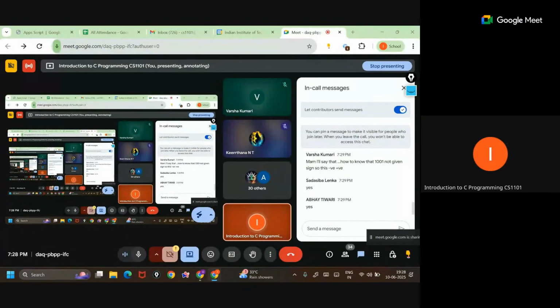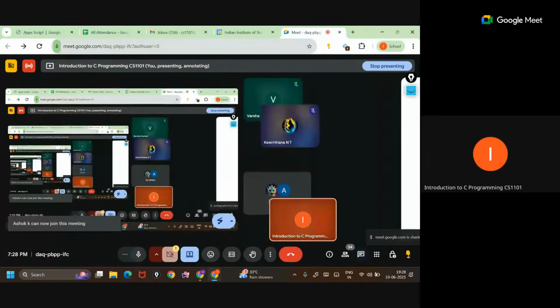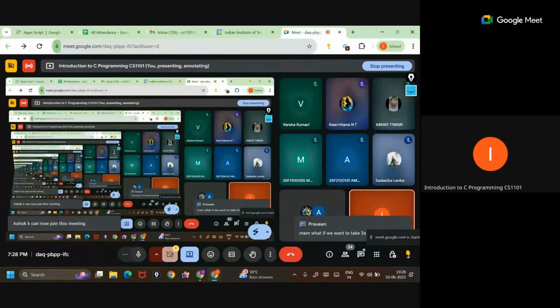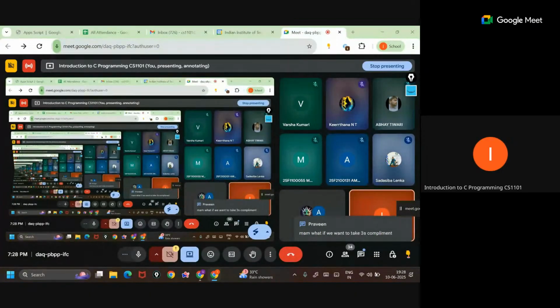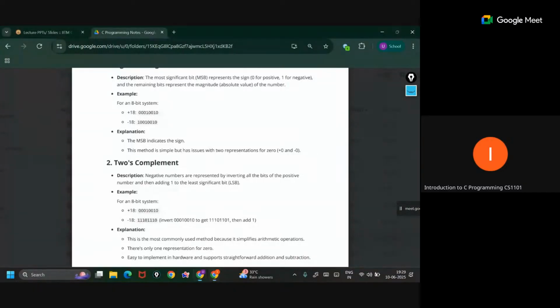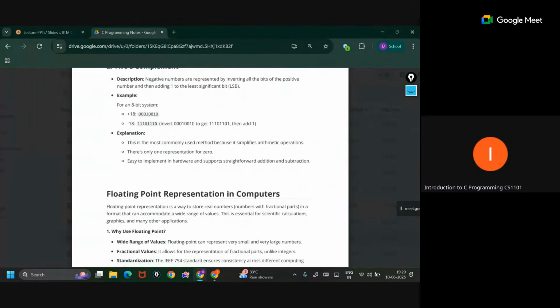You can take it as a negative as well as a positive number. If I'm taking it as a positive number, I'll say it as 9. If it is a negative number, I'll say it as minus 1. It is like that. As of now, we have 1's complement and 2's complement for these purposes. Okay.